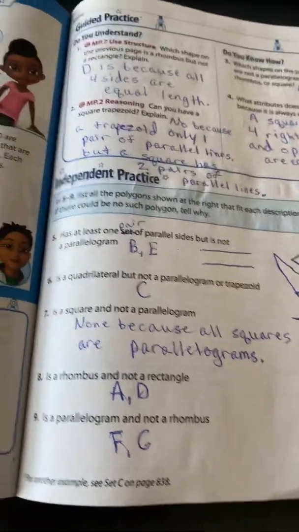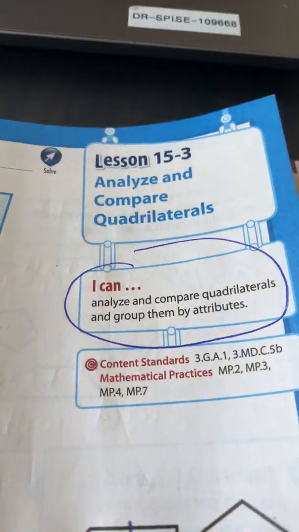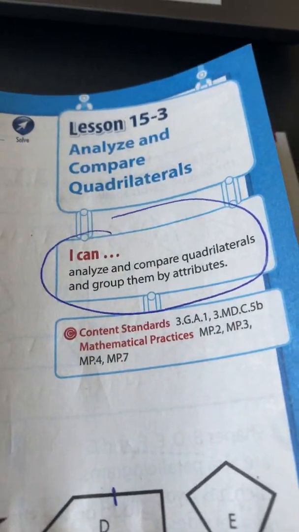All right, so we should be on page 826. Mr. Shermer's going to review 825 real quick. You don't need to flip back for this one. Just listen. Remember, in this one we talked about analyzing and comparing quadrilaterals. We talked about our I can statement: I can analyze and compare quadrilaterals and group them by attributes, group them by their traits.